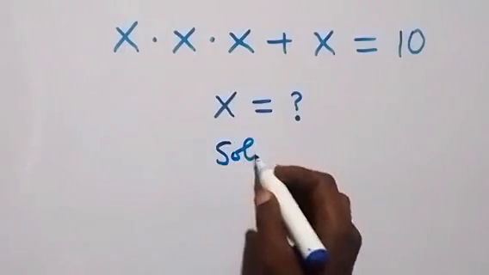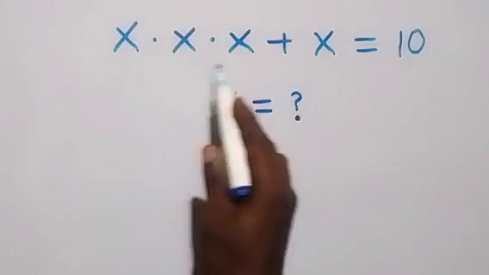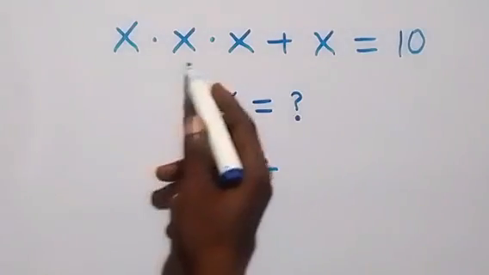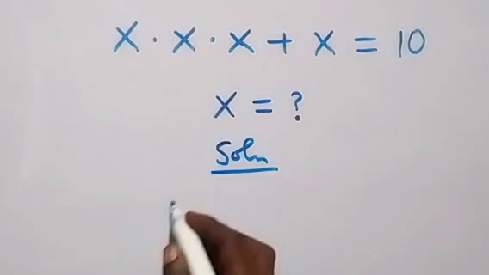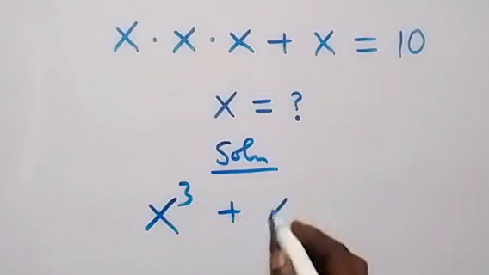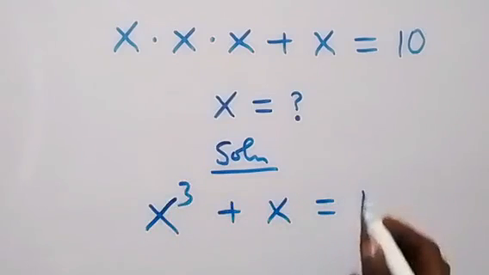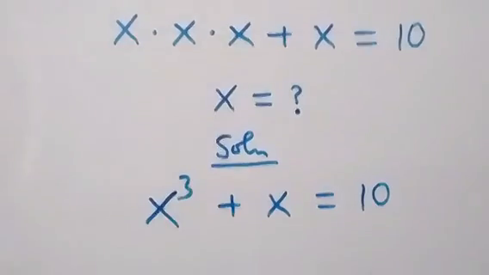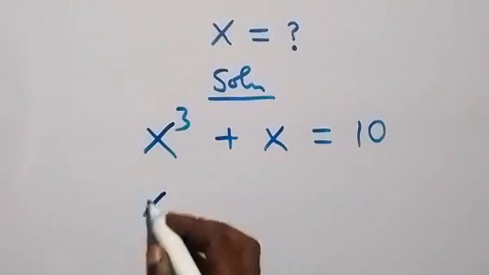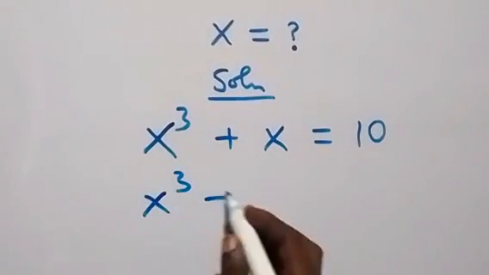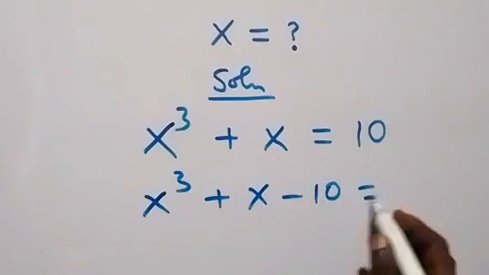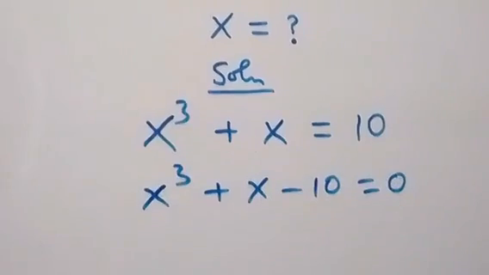From here, we have x times x plus x equals 10. And here, x times x is the same thing as x raised to power 3, plus x, which equals 10. Then from here, let's take 10 to this side, and this becomes x raised to power 3 plus x minus 10 equals 0.